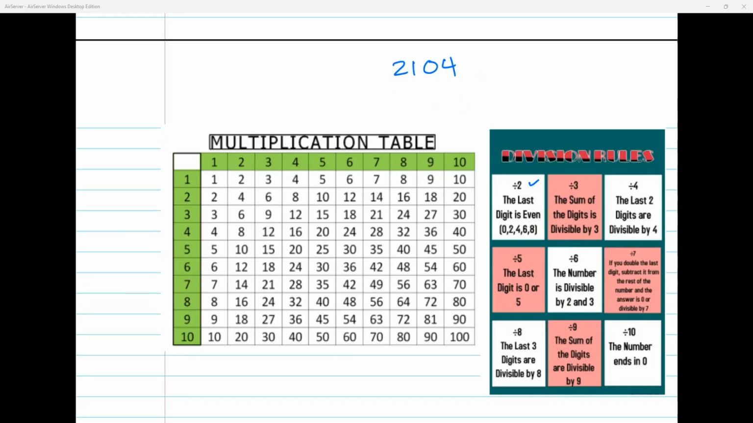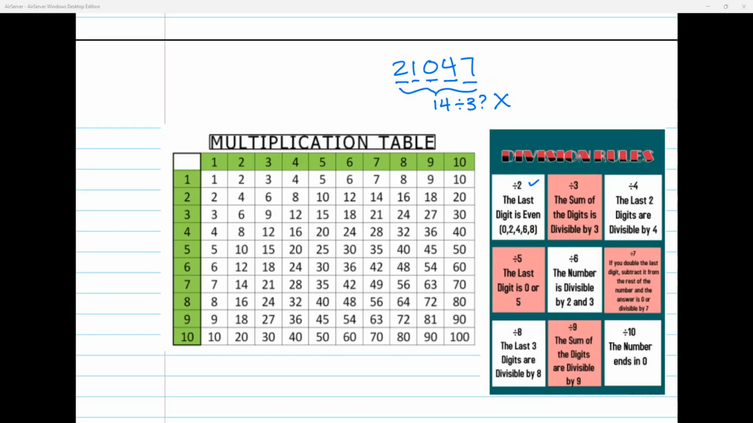Let's change it a little bit. Let's make that into a 7. Let's try it again just to see. I'm going to add these numbers up. 2 plus 1 is 3, plus 0 is still 3, plus 4 is 7, plus another 7 is 14. When I added these up, the number I got was 14. So now I check, is 14 divisible by 3? The answer is no. So again, it's still not divisible by 3.